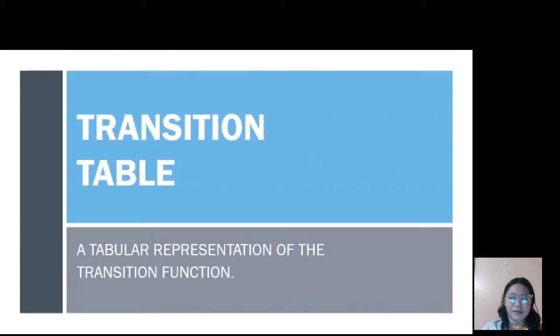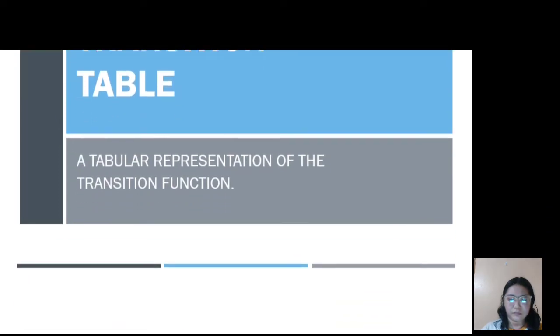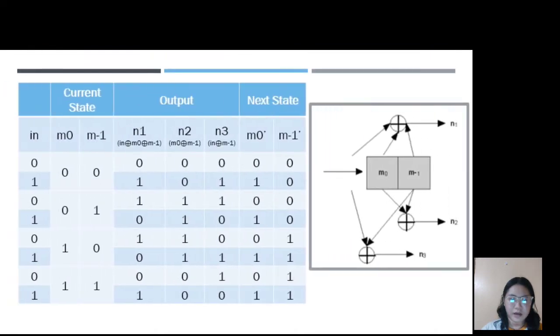So first, the transition table. It is a tabular representation of the transition function. Here we have our convolutional code, and here we have our transition table. For the input of 0 with an M0 of 0 and an M negative 1 of 0, the output for N1 is 0, N2 is also 0, and N3 is also 0. The next state of M0 should be 0, as well as M negative 1 will also be 0.